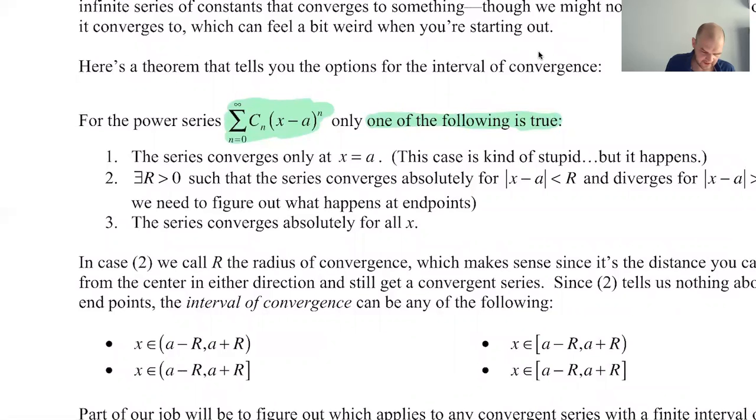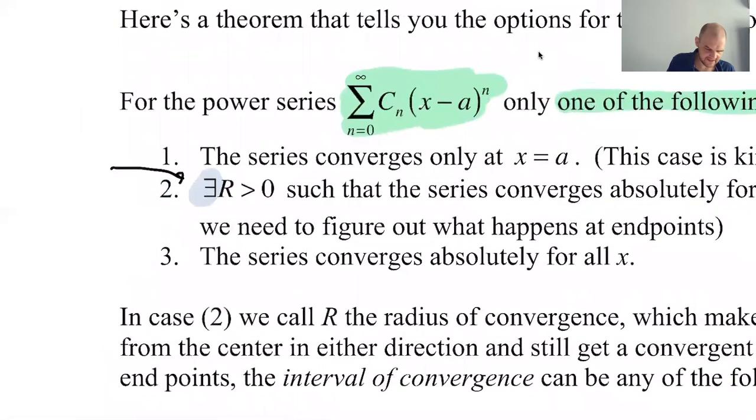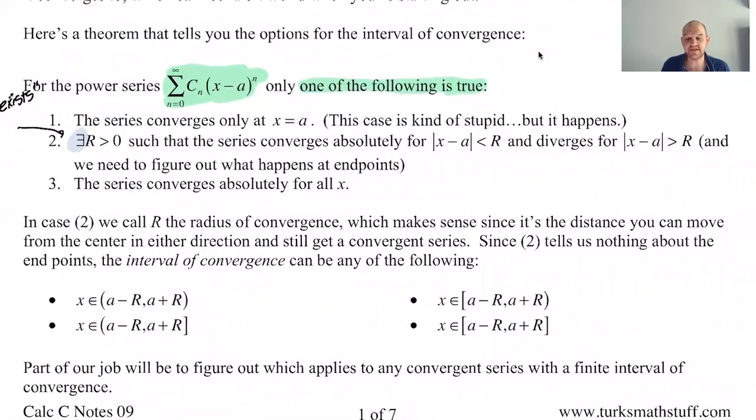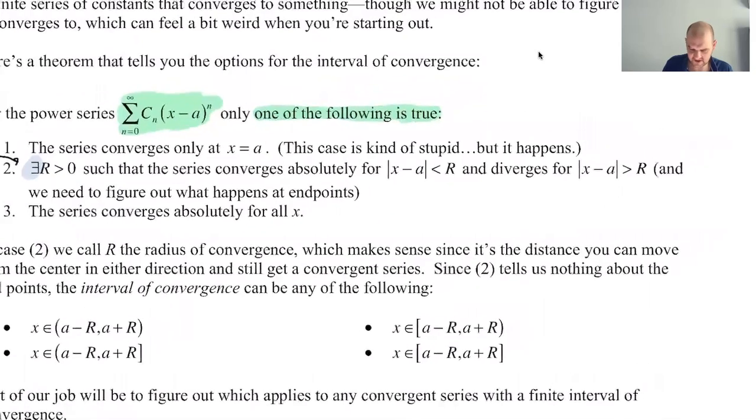I think we do. There exists an R greater than 0 such that the series converges absolutely, which means that when you plug in any value in this interval, you get a series that will converge absolutely. You could use your series tests on it, throw absolute value around it. It will converge absolutely if the absolute value of x minus a is less than r, and diverge if the absolute value of x minus a is greater than r.